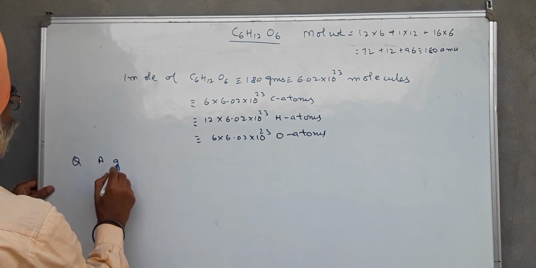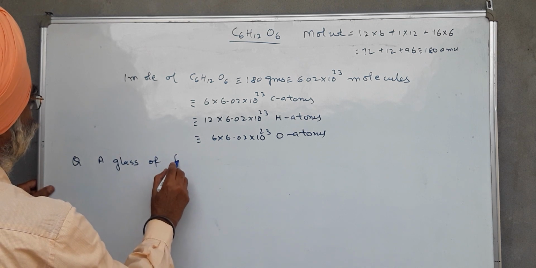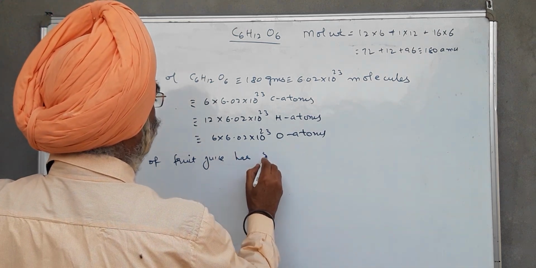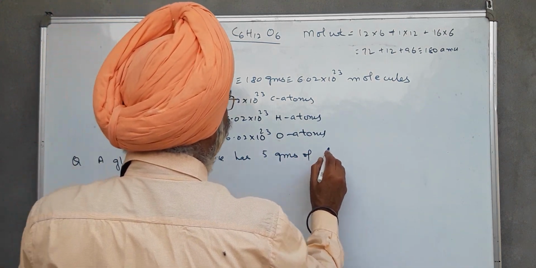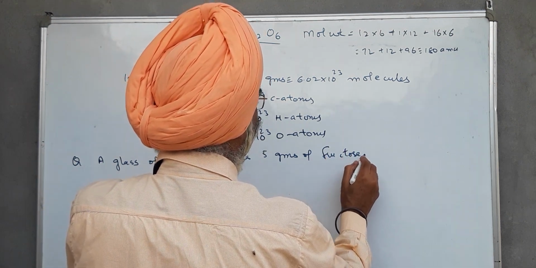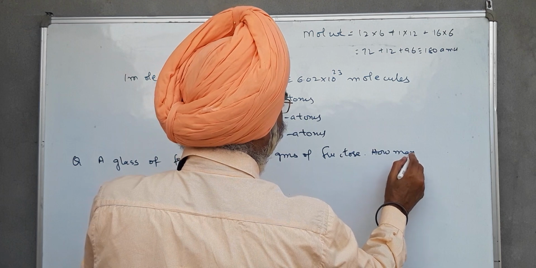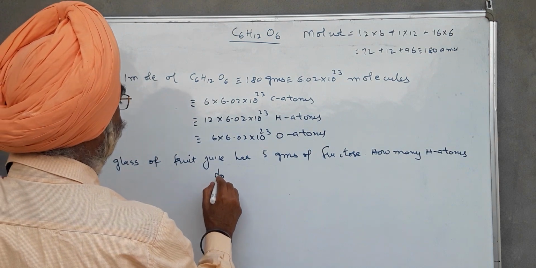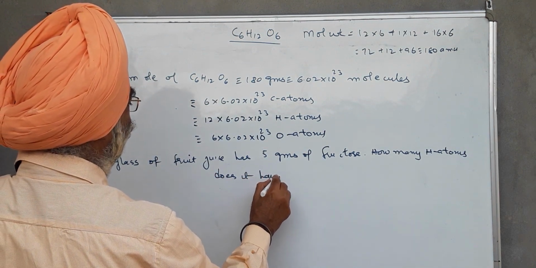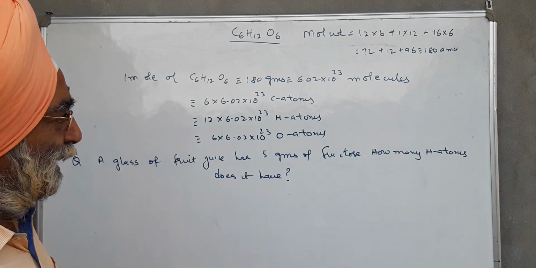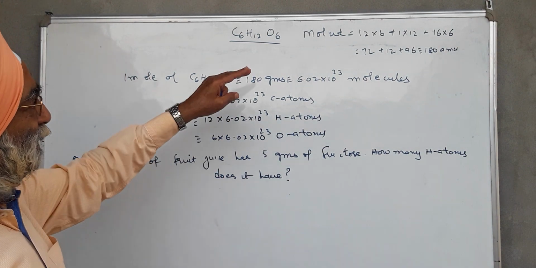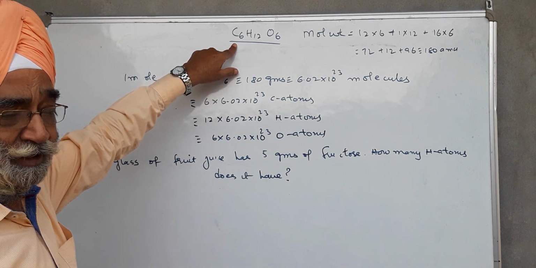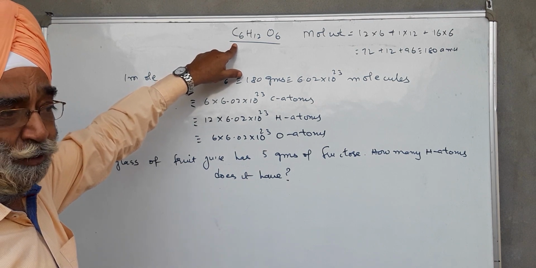A glass of fruit juice has 5 grams of fructose. How many hydrogen atoms does it have? I have selected a problem related to this formula to save some time or add more information in the same time.